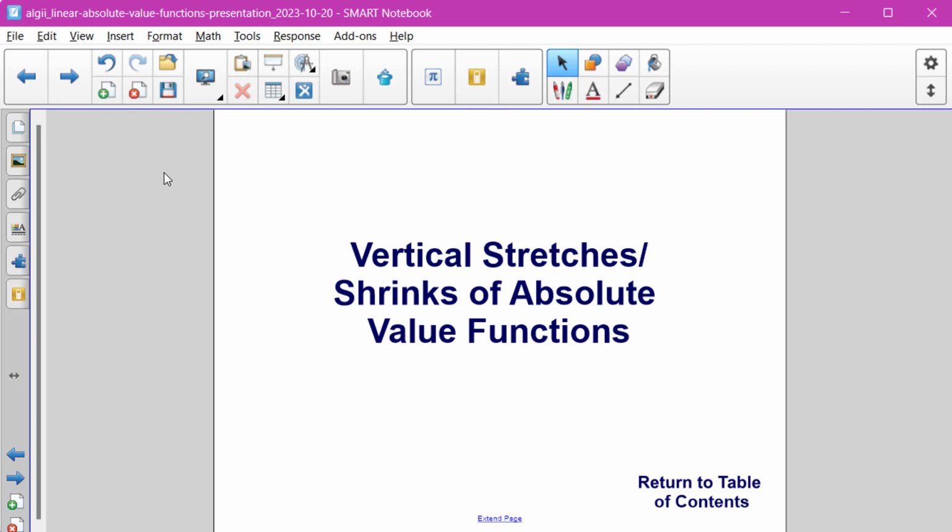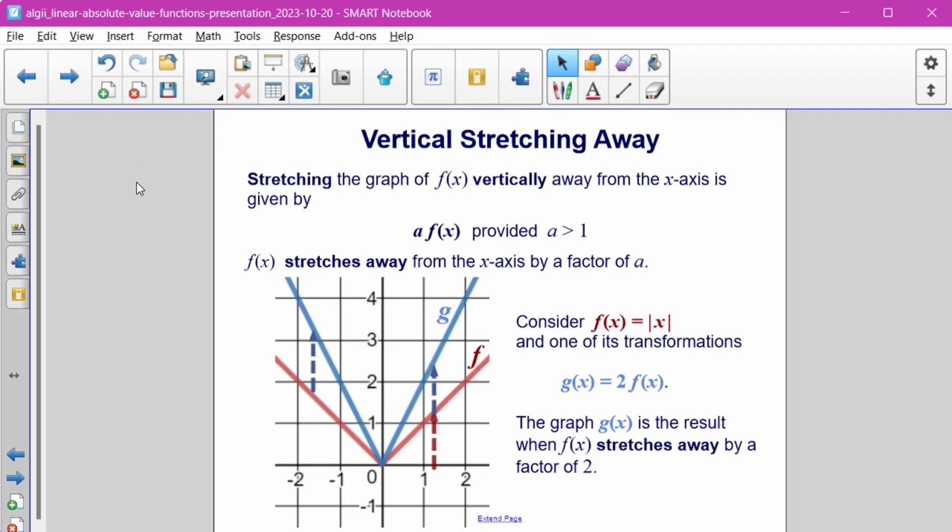Vertical stretches and shrinks of absolute value functions. Stretching the graph of a function f of x vertically away from the x-axis is given by a times the function f of x, provided that a is greater than 1. When this happens, f of x stretches away from the x-axis by that factor of a.